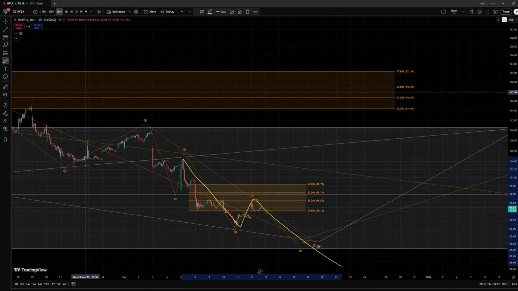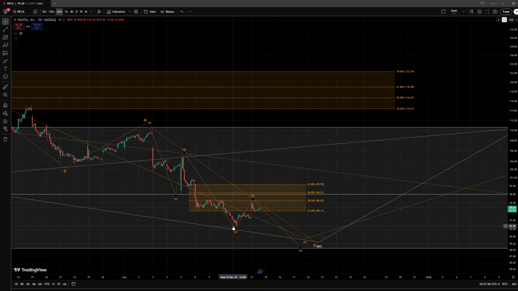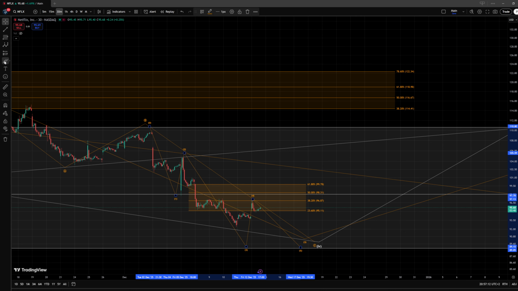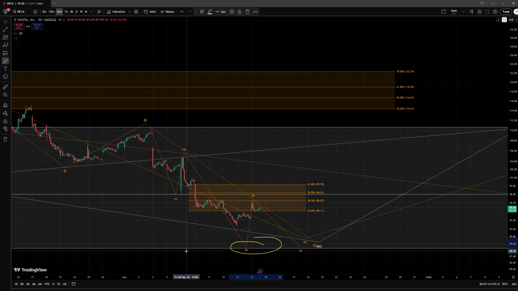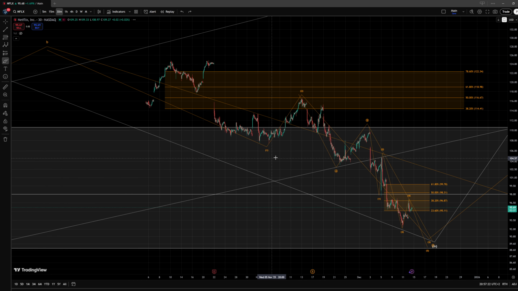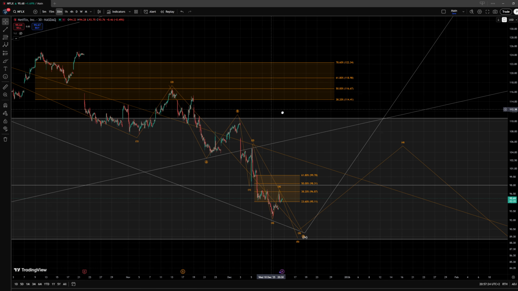There is no reason to believe this is impossible, and in that case we may even get to the ideal target of the wave 3, the 138.2% extension, which again is in line with the 50% retracement. This could play out, and it would very likely suggest that this overall pattern in white will not hold.